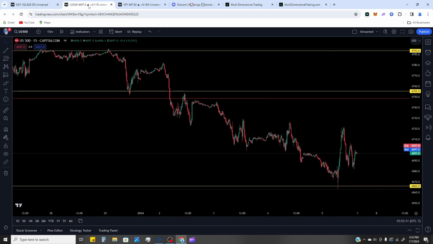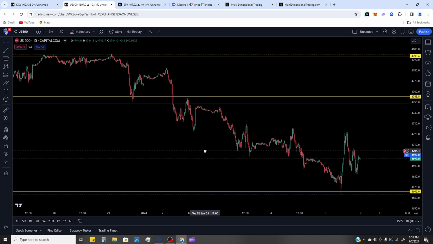We can move on to the US 500, the futures market, and see how these numbers line up as well.